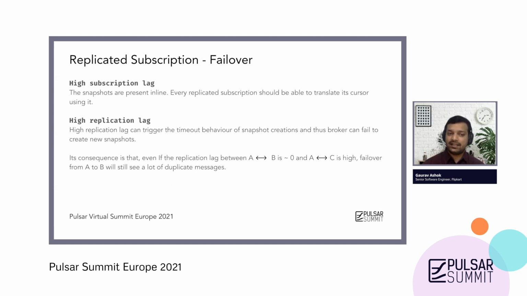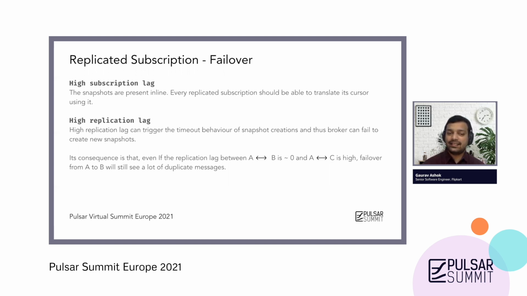But the high replication lag is a different story. As discussed earlier, the replication lag plays a role, and it will trigger the timeout behavior if it is too large. The snapshot creations will stop happening, the broker will fail to create new snapshots, and your subscriptions will not be able to translate your positions to the remote clusters.